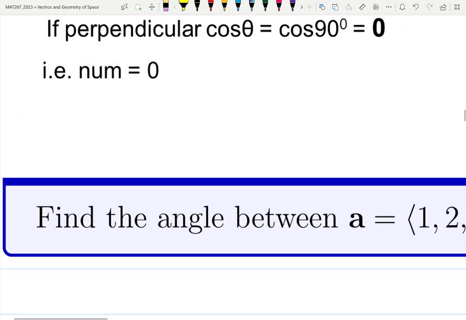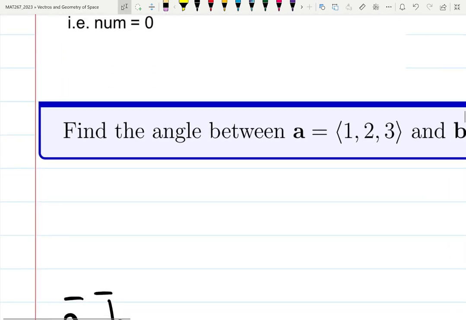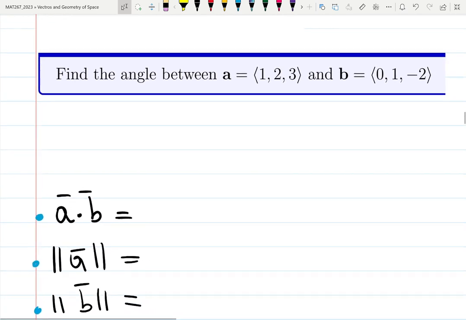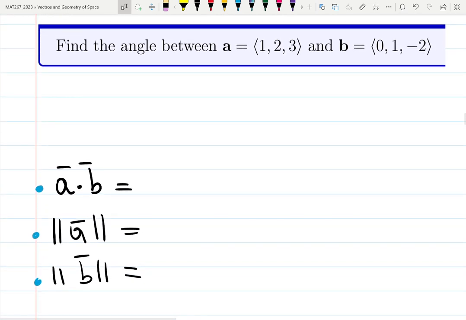Let's practice. Find the angle between. This is also a very nice exam problem, very classic. Find the angle between (1, 2, 3) and (0, 1, -2).